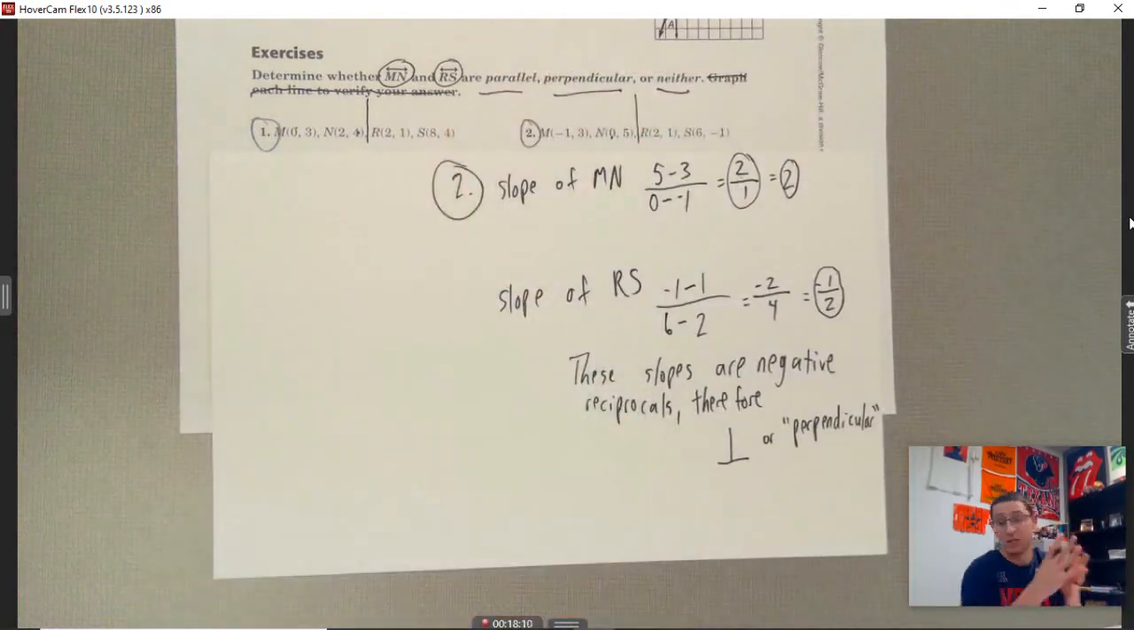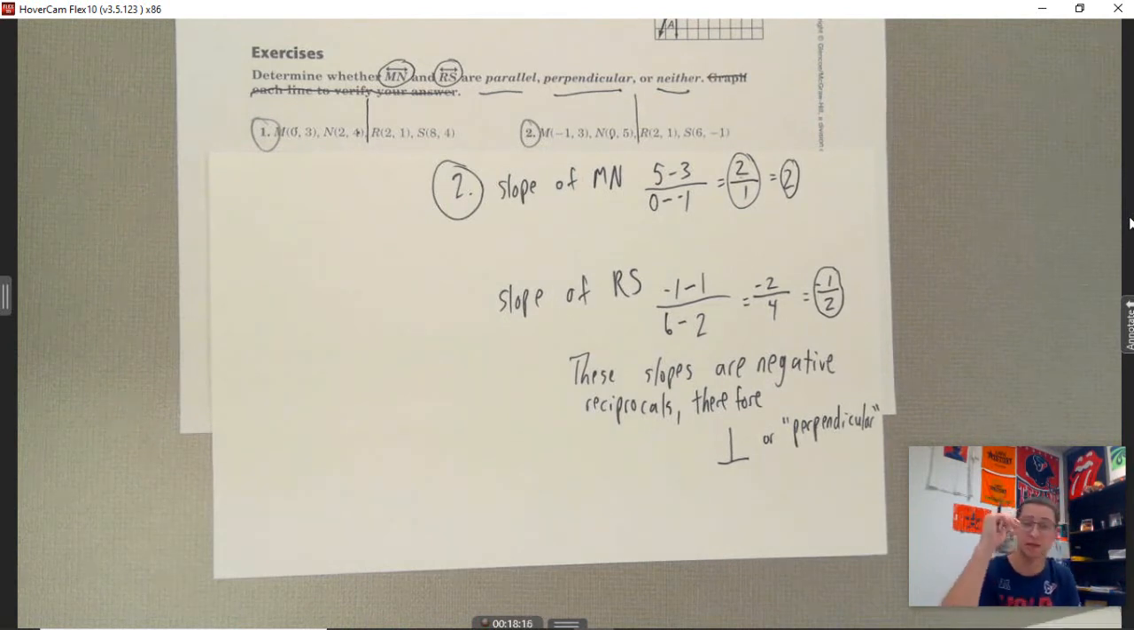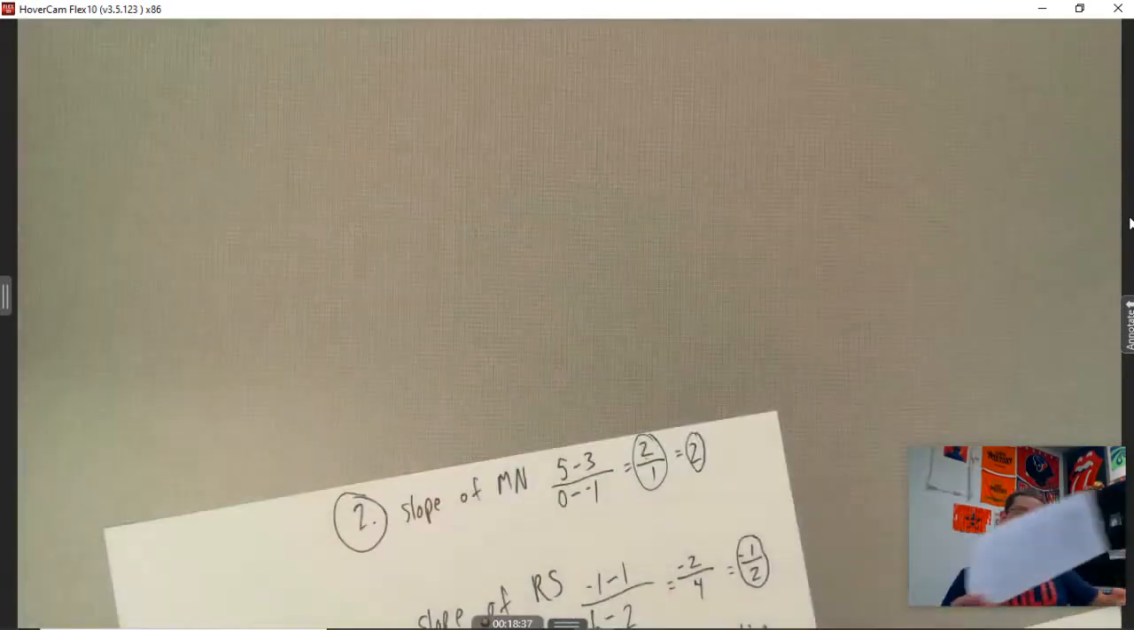Make sure you're very organized with it. Don't just try to skip steps. Take each step diligently: slope of MN, slope of RS. Compare the two slopes, and then you can determine if they're parallel, perpendicular, or neither. Neither, just to throw it out there, means they're not the same and they're not negative reciprocals of each other. So maybe the numbers have nothing to do with each other. Alrighty, that is parallel, perpendicular, or neither.